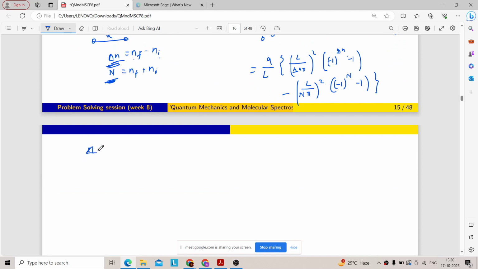So if delta n is even, this will automatically imply capital N will also be even. So in that case, the transition moment integral will vanish. Now, if delta n is odd, this will automatically imply capital N will also be odd. So in that case, this transition moment integral will be non-zero.